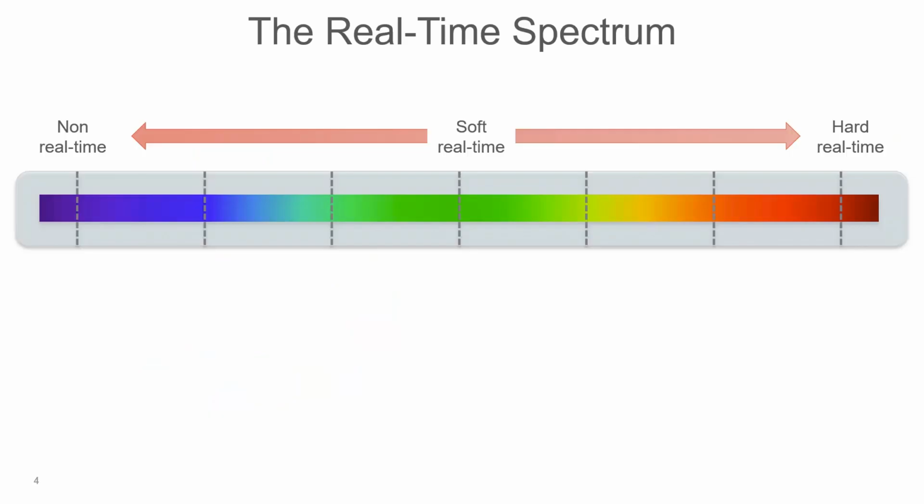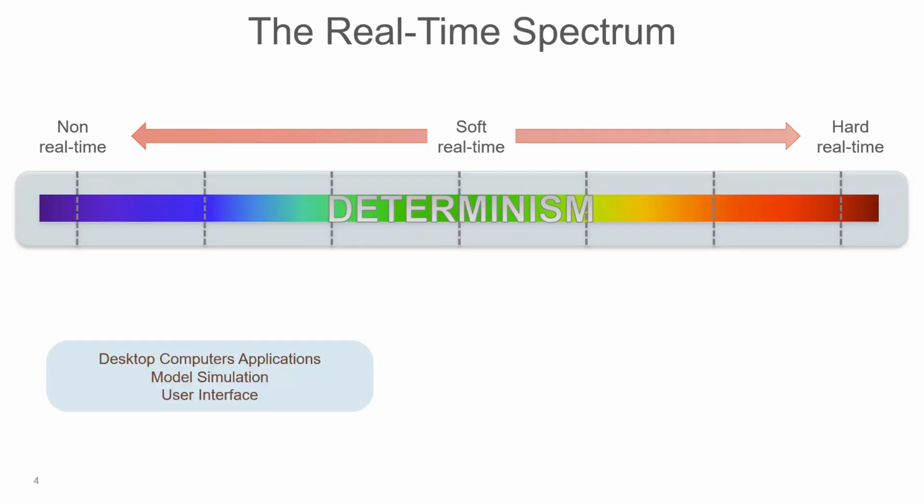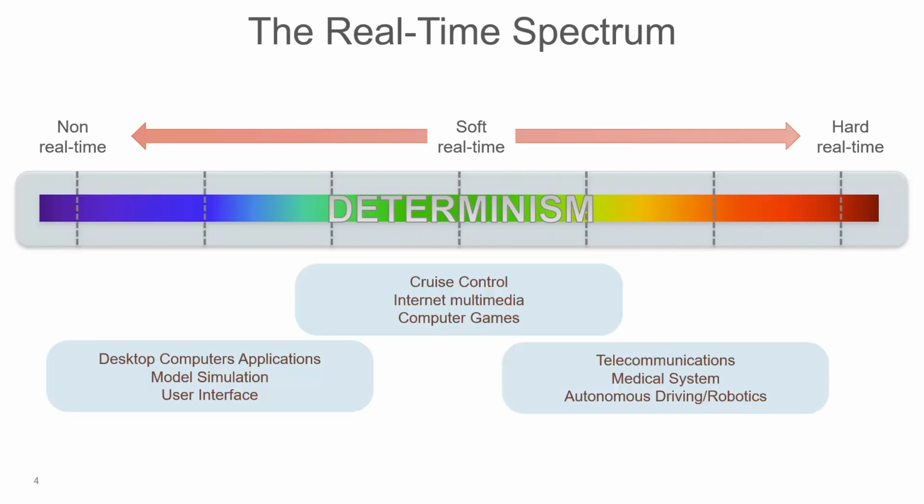Real-time has a lot of different meanings, and I want to make sure we are all on the same page when talking about real-time. I'm talking about the keyword determinism. Every electronic control has its own sense of a time deadline. As we move from non-real time to soft real time to hard real time, a failure to meet the deadlines becomes catastrophic.